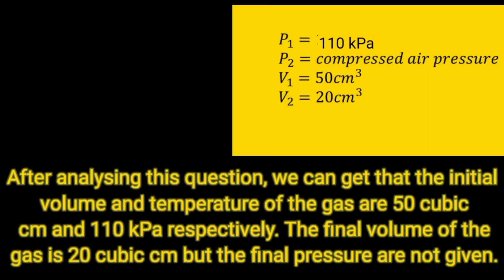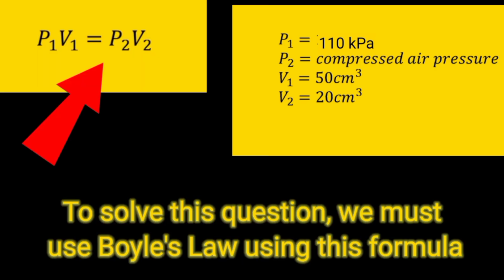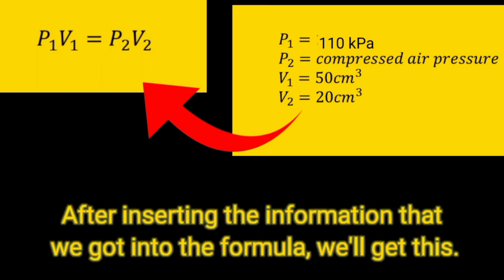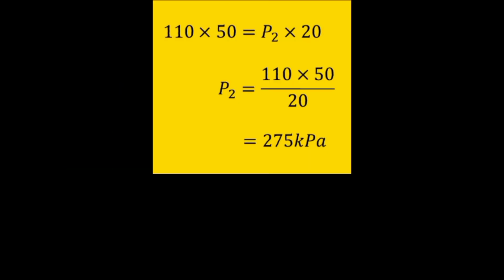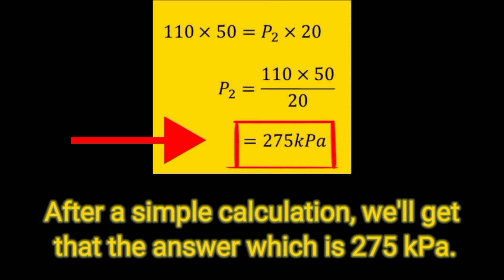After analyzing this question, we can see that the initial volume and pressure of the gas are 50 cubic centimeters and 110 kilopascal respectively. The final volume of the gas is 20 cubic centimeters, but the final pressure is not given. The question asks us to find the value of the final pressure. To solve this question, we must use Boyle's law using this formula. After inserting the information that we get into the formula, we will get this. After a simple calculation, we get the answer, which is 275 kilopascal.